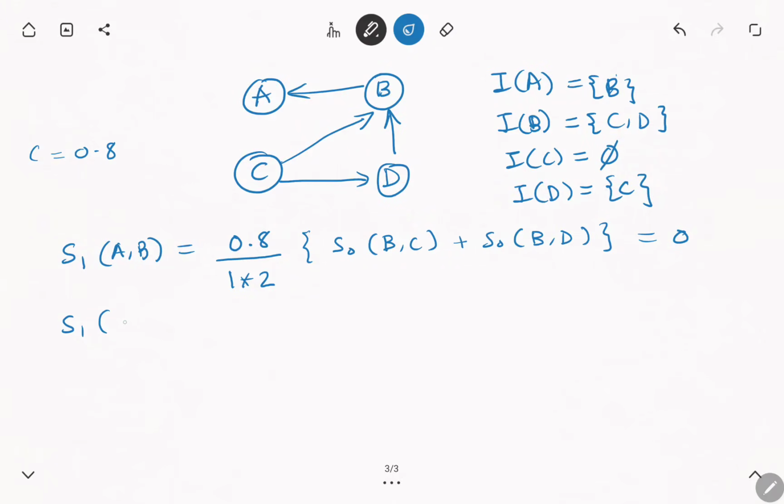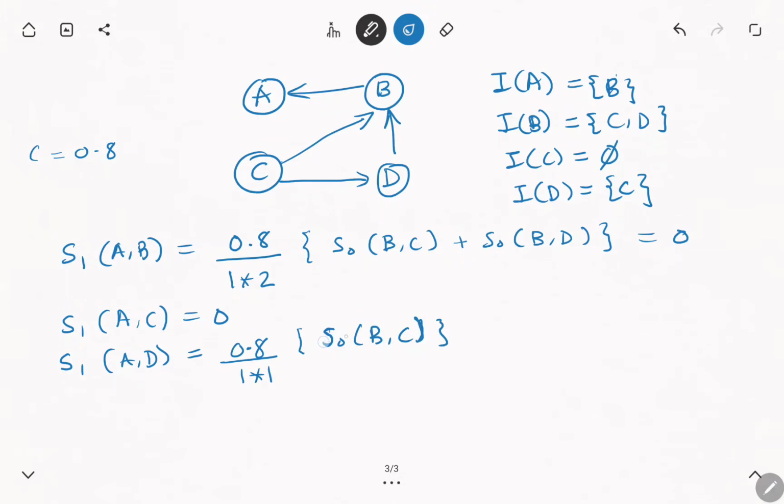Then S1 of, okay, what other pair should we take? Let's say AC. This will be 0 because C has an empty set. Let's say S1 of AD. For AD, as per the observation, you can proceed, this will be 1 into 1. But as you can see, for AD, the only pair we create is BC, and because there is nothing in common, it is x comma y type, therefore it will be 0, right?